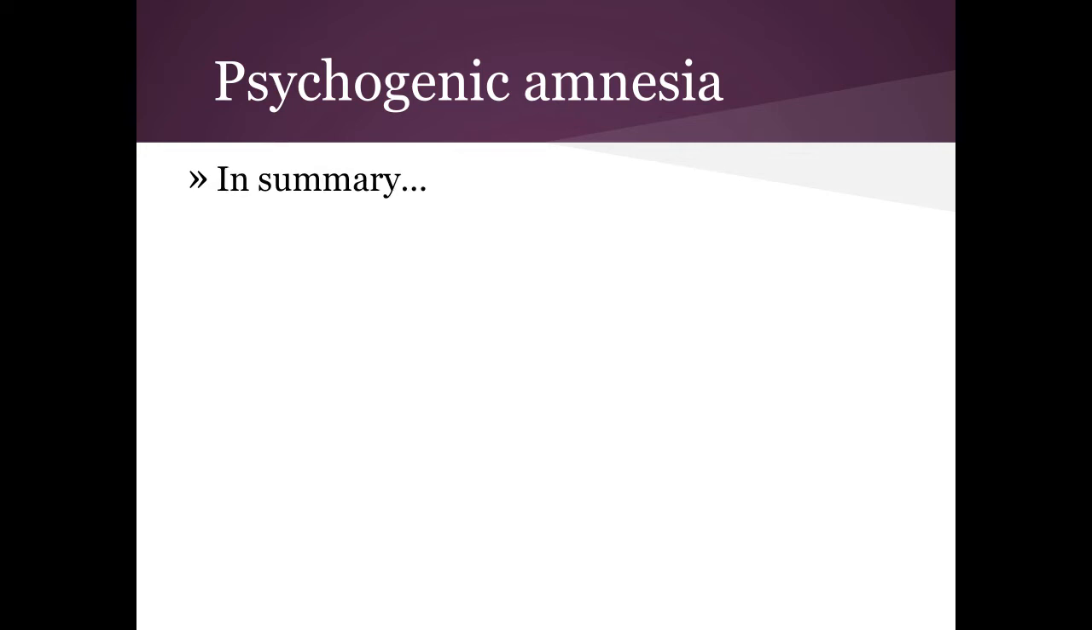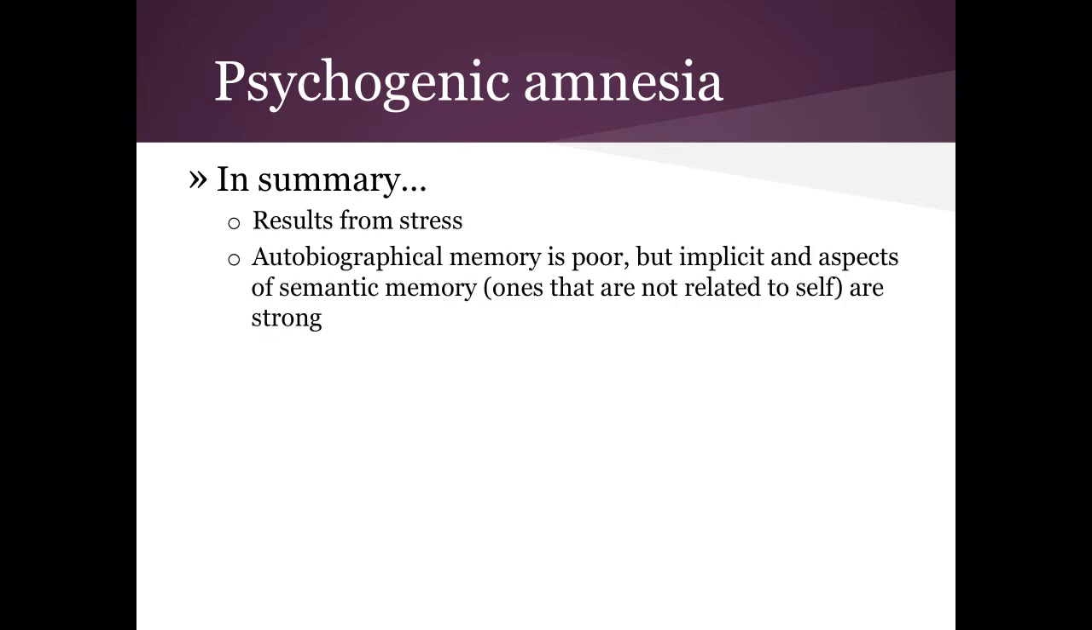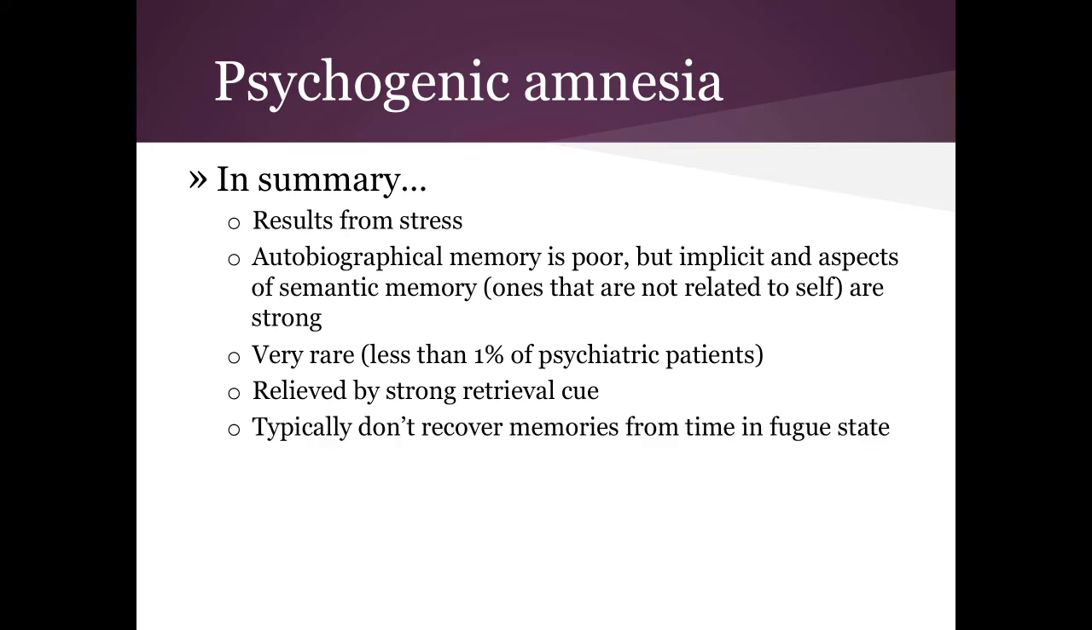So just to wrap that up, psychogenic amnesia seems to come from stress. It doesn't have that biological component that we associate with other types of amnesias. With it, we see autobiographical memory be extremely poor, so we have a hard time remembering information about ourselves, but implicit and aspects of semantic memory are intact. They're not going away. This is an extremely rare case of amnesia, so less than 1% of psychiatric patients experience this, and it doesn't last long, and it is relieved by a strong retrieval cue. That's what helps us come back, and this state clears up in a few days. However, we still don't have any memory of what occurred during that fugue state.